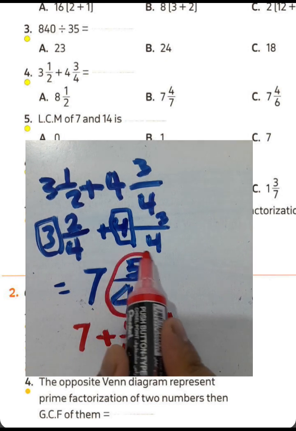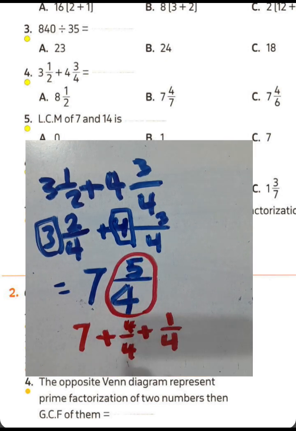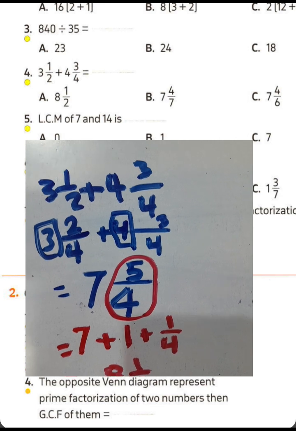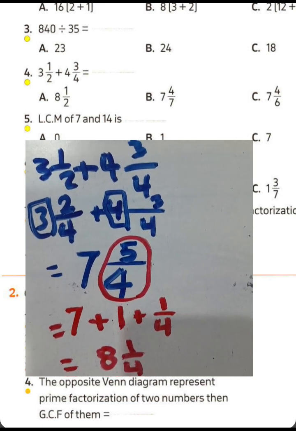5 over 4 equals 4 over 4 plus 1 over 4. We know 4 over 4 equals what? Equals 1. Then 7 plus 1 equals 8, and the fraction behind it will be 1 over 4. Understood? The result will be 8 and 1 over 4.